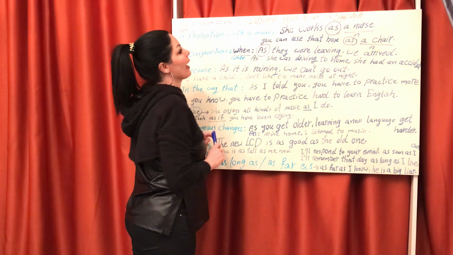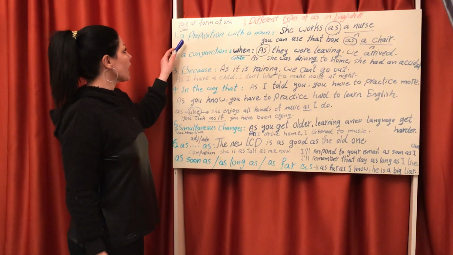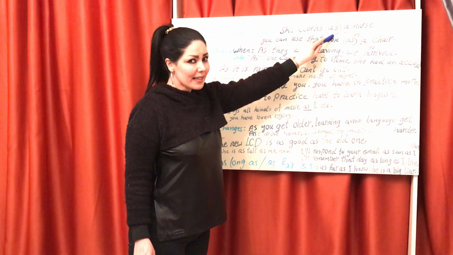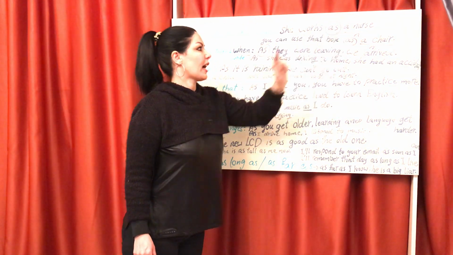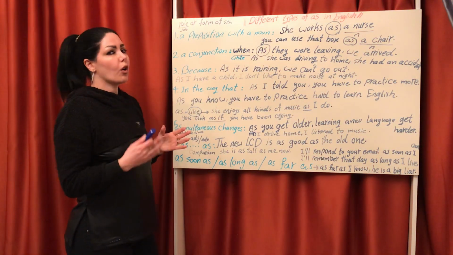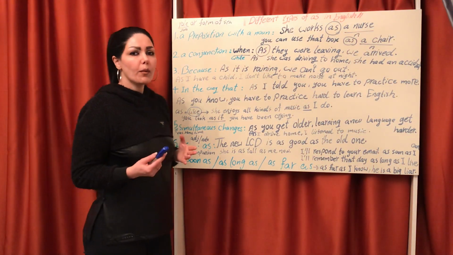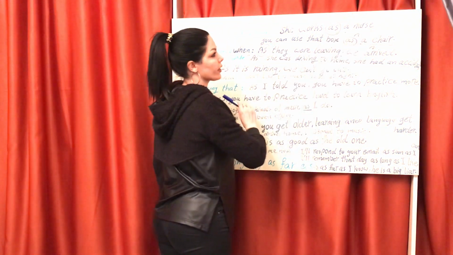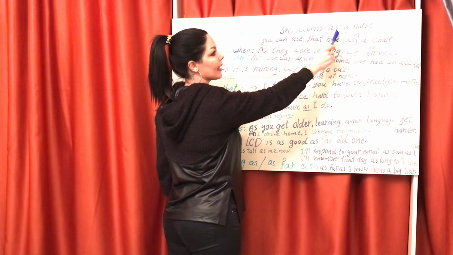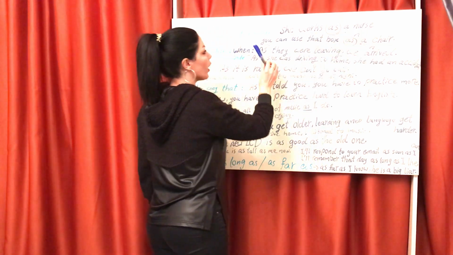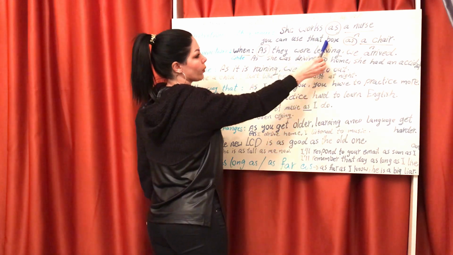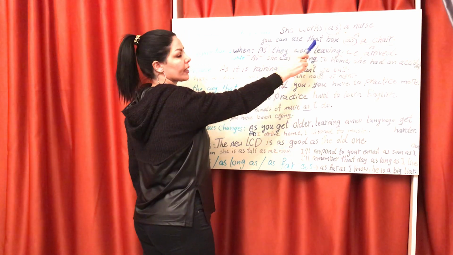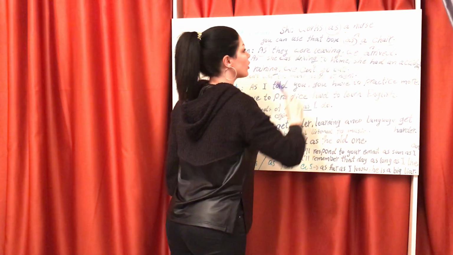Different types of as in English. Number 1, preposition with a noun. It means here as a preposition before a noun. We use this for a role or job or form of something. For example, she works as a nurse. Or you can use that box as a chair.